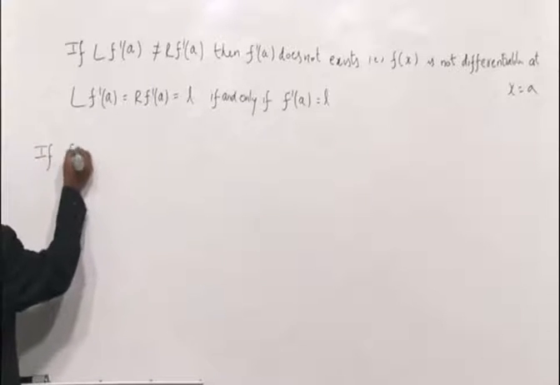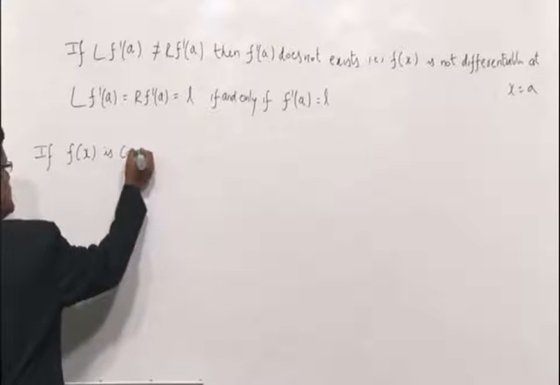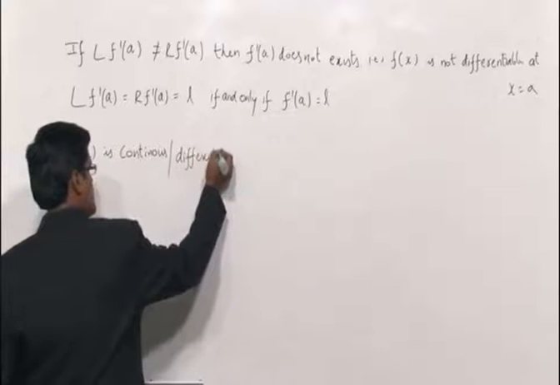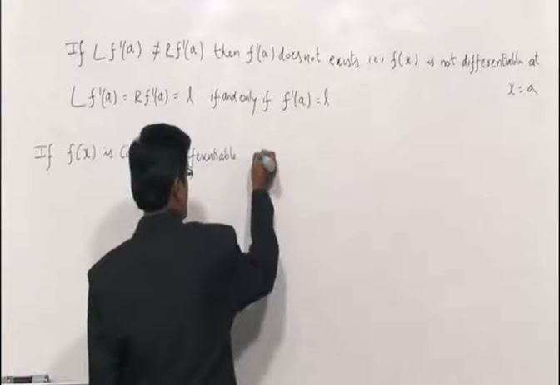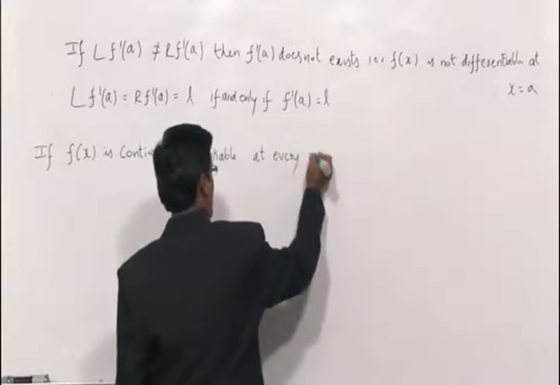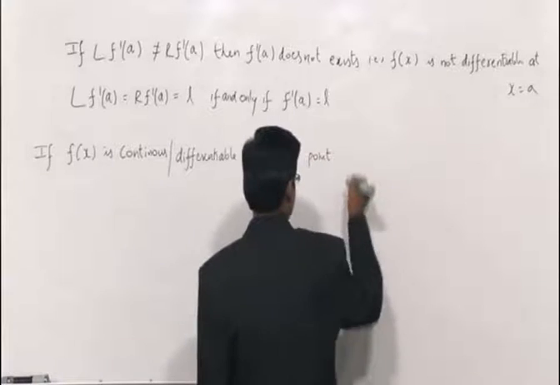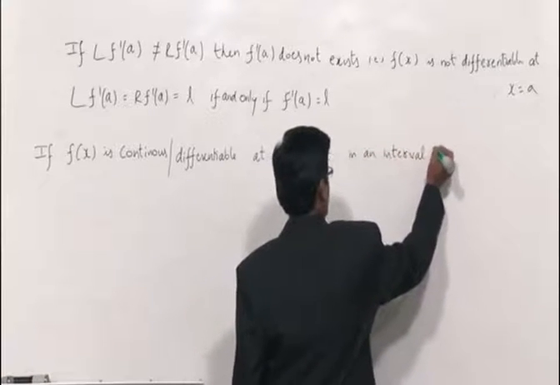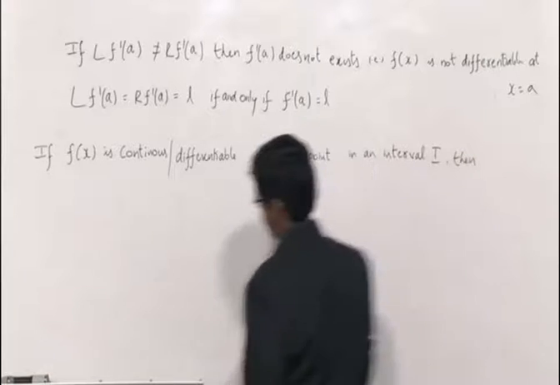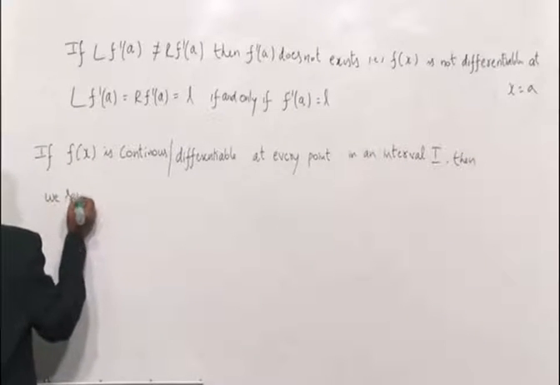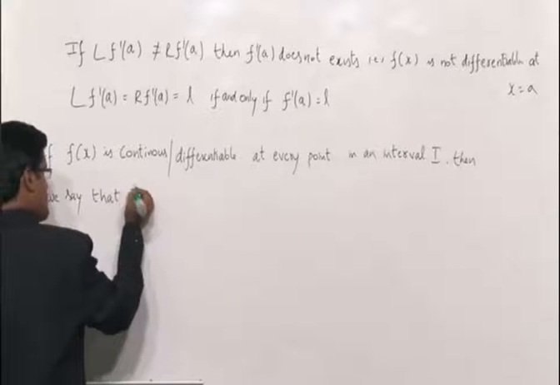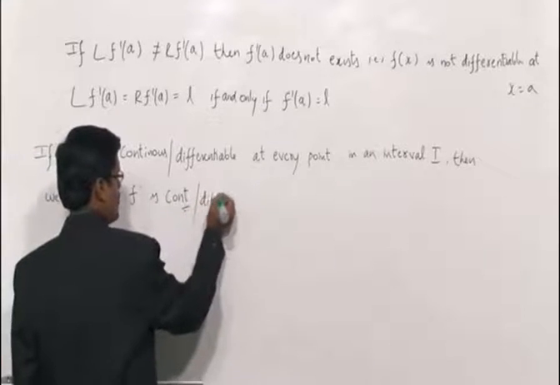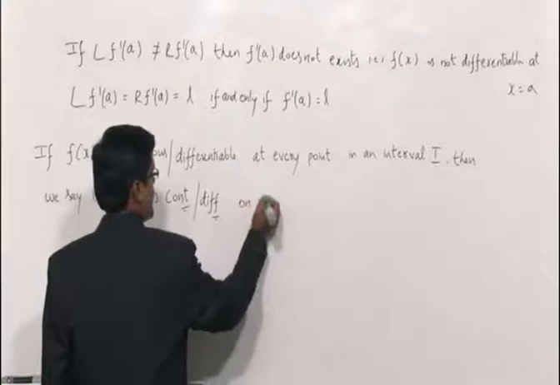If f of x is continuous slash differentiable at every point in an interval, any interval, say I, then we say that f, that is f of x, is continuous, C-O-N-T means continuous, D-I-F-F short form for differentiable, on I.